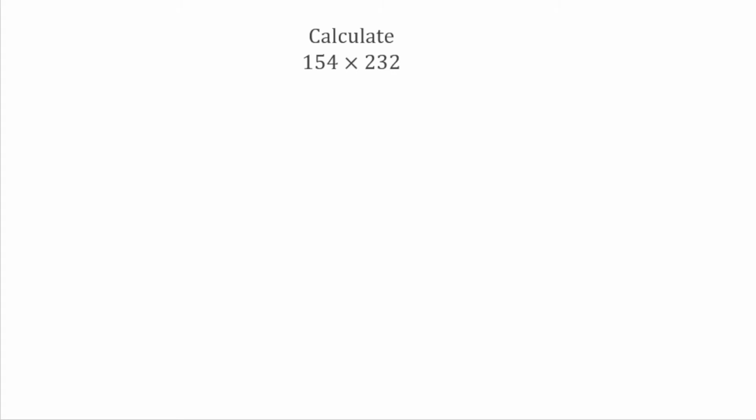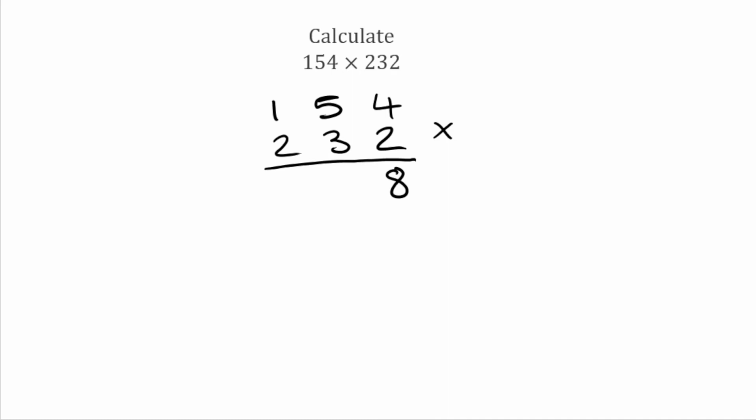Okay, and for our final example, we're actually going to be multiplying by 3 digits. So we have 154 multiplied by 232. So to begin with, we're going to start with this right-hand column. So I'm going to do 2 multiplied by 4, which is 8. We then do 2 times 5, which is 10. So a 0 in this column, carry over a 1. And then we have 2 times 1, which is 2, but then add on the 1 gives us 3.